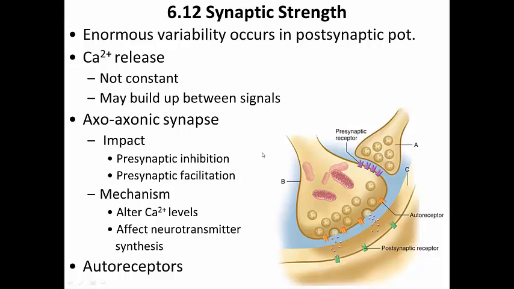So the overall point from this particular slide is that the amount of neurotransmitter released by a single presynaptic cell, which would be B in this particular case, is not constant from one event to the next.